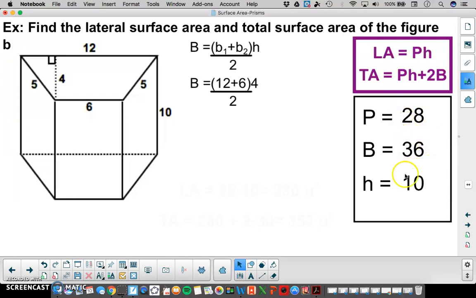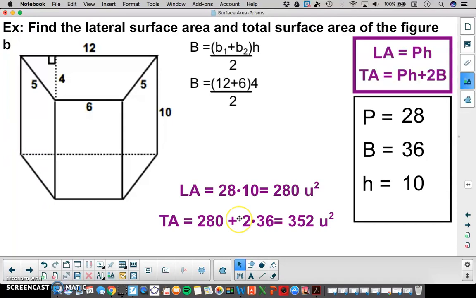Now that I have P, B, and H, I'm just going to plug those in. P times H is 28 times 10, which is 280 square units. Then I need to add in 2 times 36 to get my total area of 352 square units.